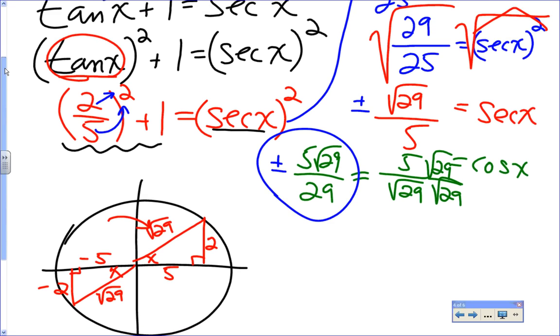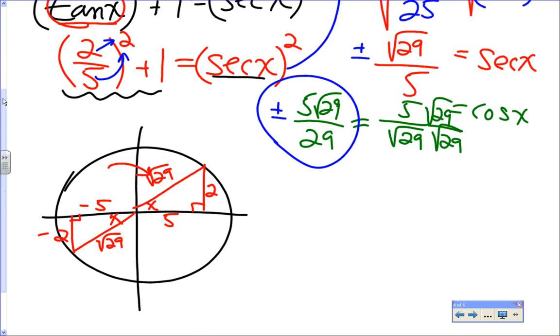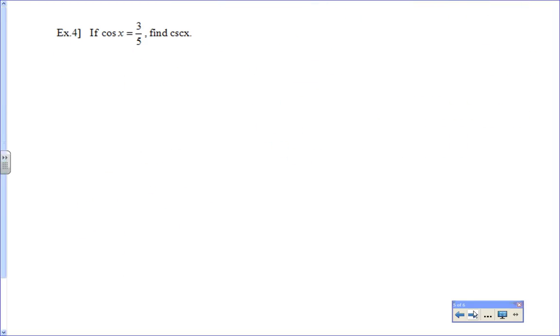Okay? Again, they both work. You need to see the algebraic approach. So let's do one that's a little less scary. Cosine of x is 3/5. Find cosecant. Well, let's go back and find one for cosine and cosecant.